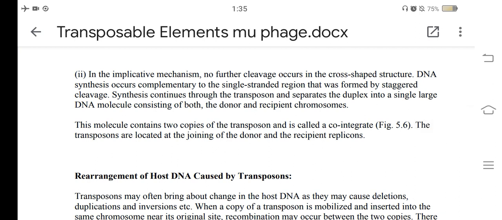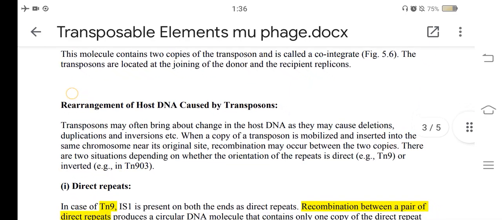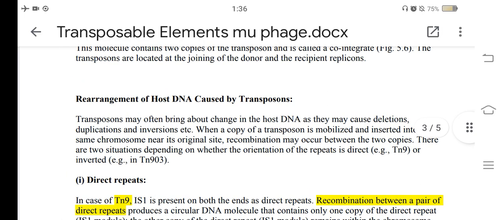In the replicative mechanism, no further cleavage occurs in the cross-shaped structure. DNA synthesis occurs complementary to the single-stranded regions that were formed by staggered cleavage. Synthesis continues through the transposon and separates the duplex into a single large DNA molecule consisting of both the donor and recipient chromosomes. The molecule containing two copies of the transposon is called a co-integrate. Transposons are located joining the donor and the recipient replicons.